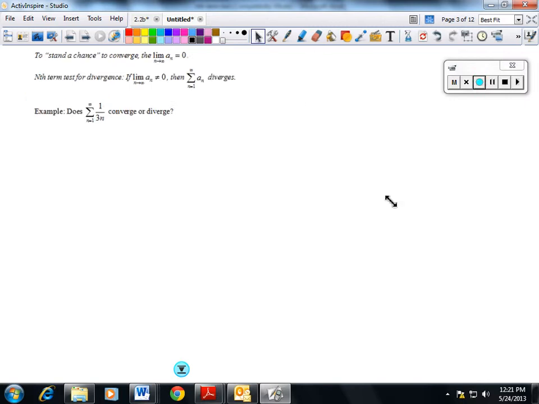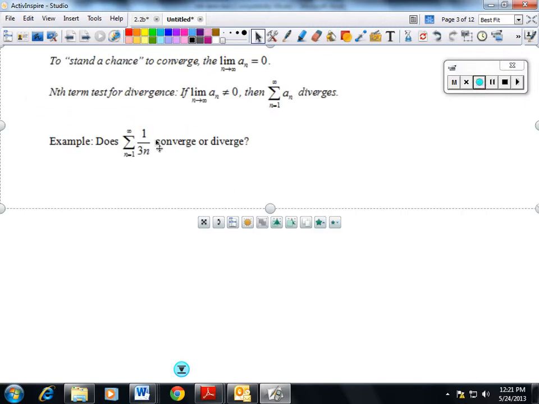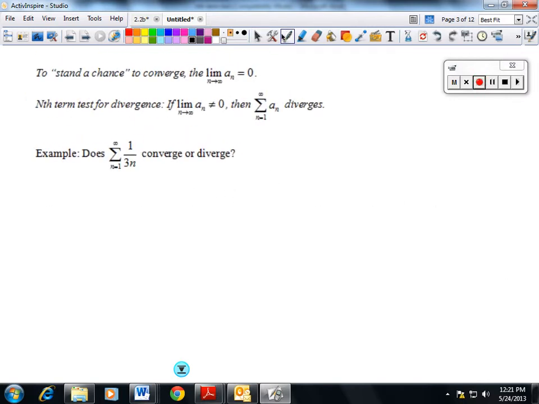So if we look at 1/3 to the n, the limit goes to 0. Okay, so the test for divergence fails. We know nothing. Because the limit as n approaches infinity of 1/3^n is 0, we can't say that it diverges. So at this point, it might converge.